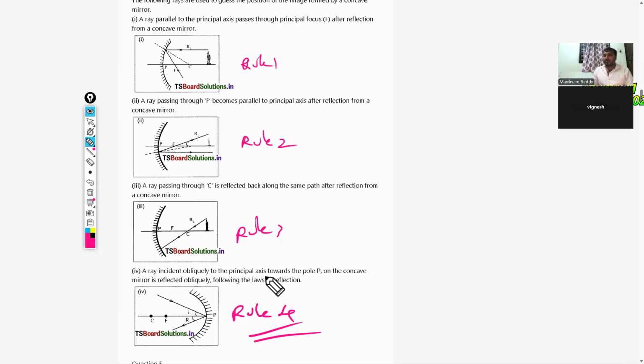Vignesh. Yes, sir. నీకు ఆల్రెడీ అన్ని తెలుసు కదా, అన్ని Yes, sir. ఓకే, రైట్.